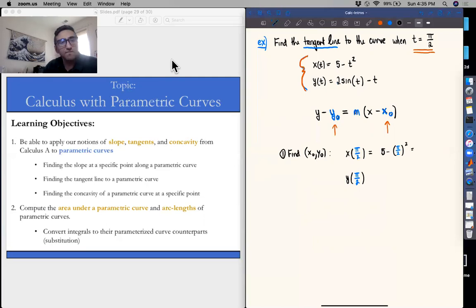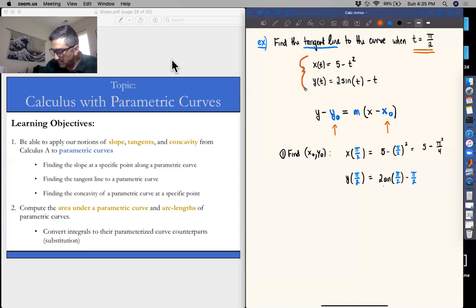which is just going to be something messy. This is just equal to 5 minus pi squared over 4. Whatever that number is, that is our x value. y is equal to 2 times sine of pi over 2 minus pi over 2.